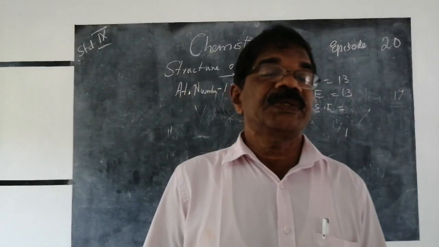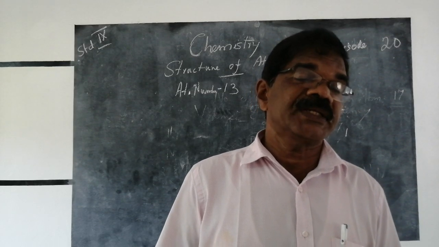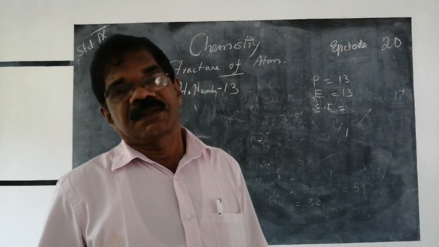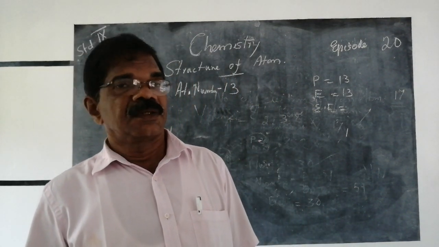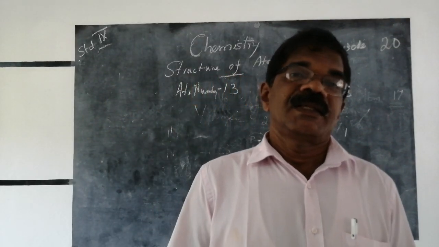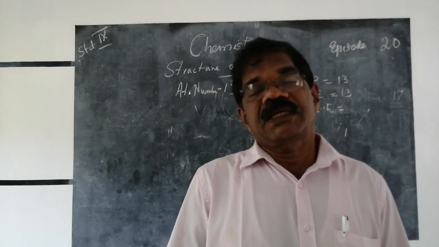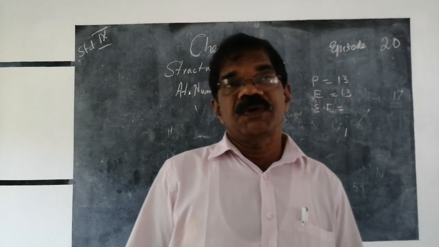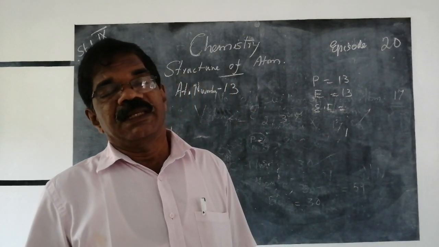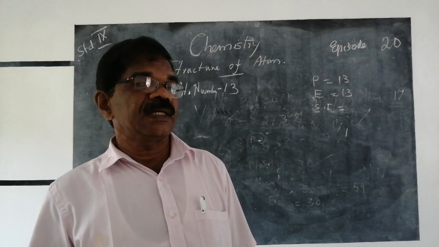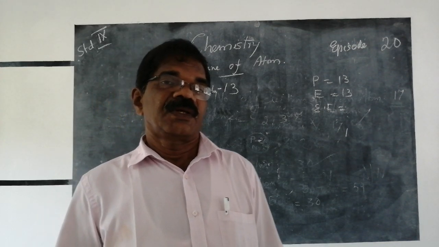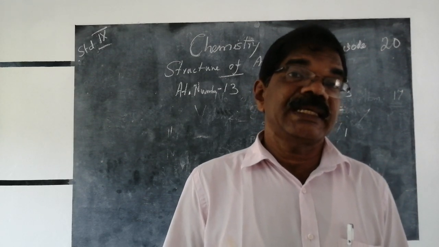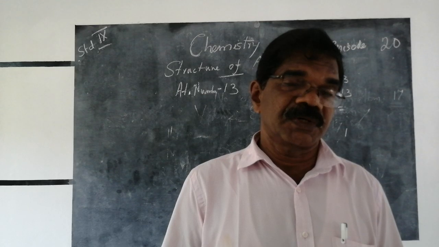Then come to the electron configuration of different elements. You should be familiar with the first 20 elements; learn them by heart. We learned that electrons are revolving around the nucleus. The path of the electrons revolving around the nucleus is known as shells. Shells are also known as energy levels.